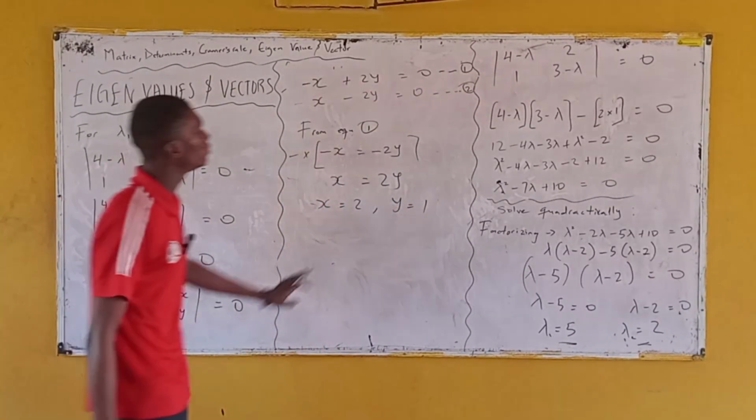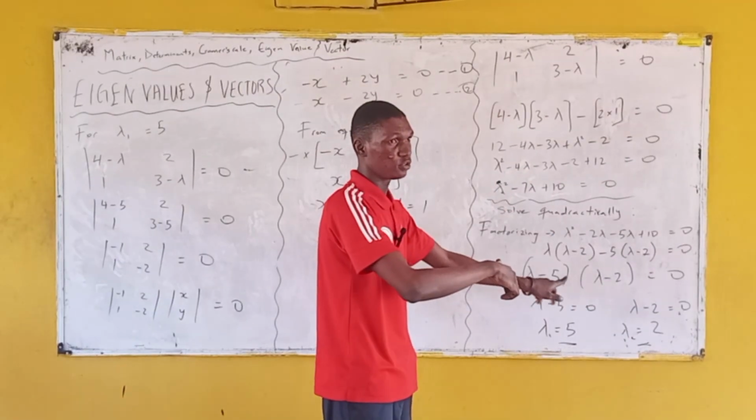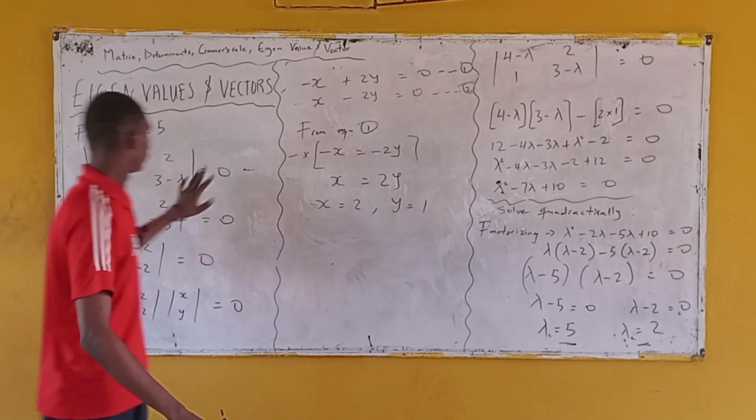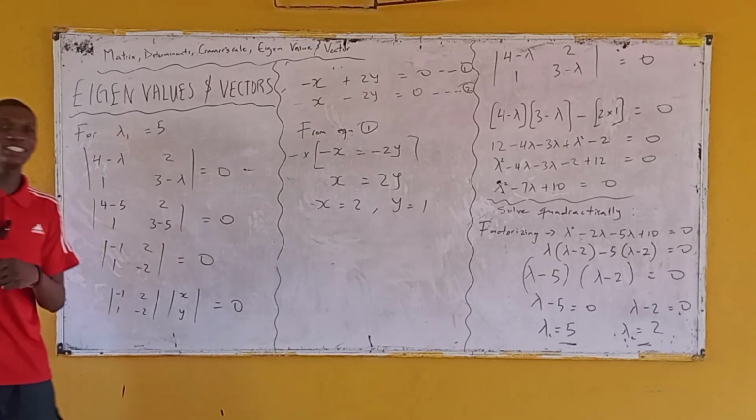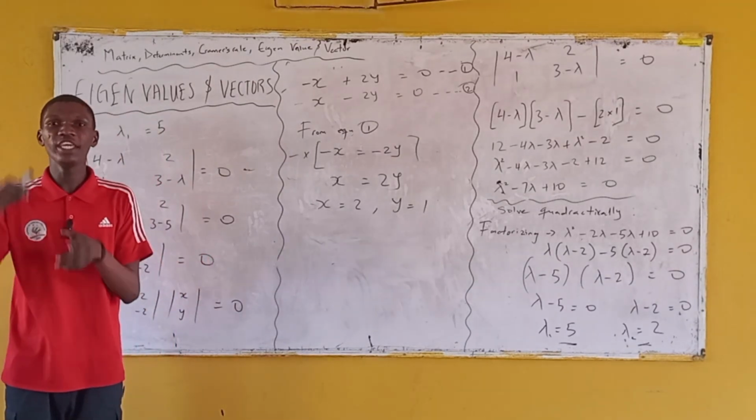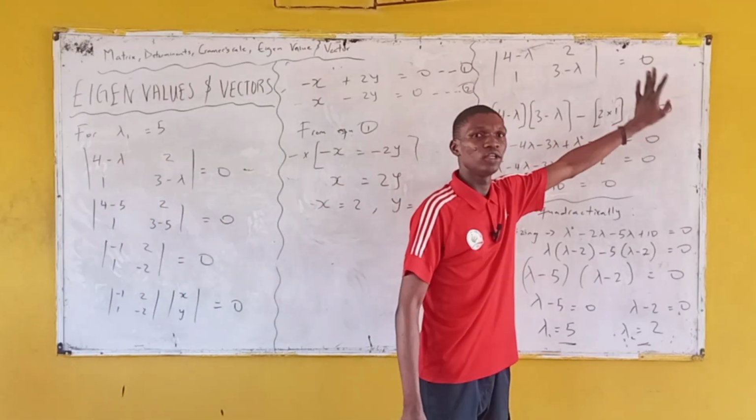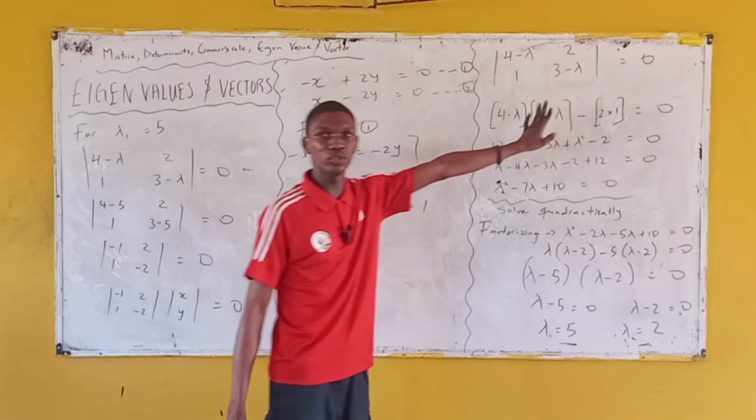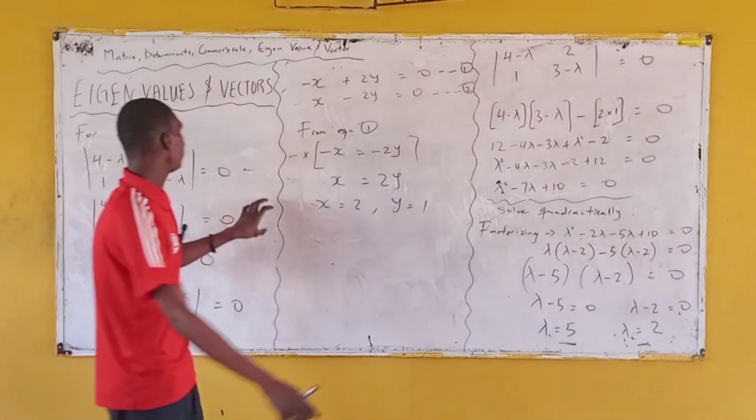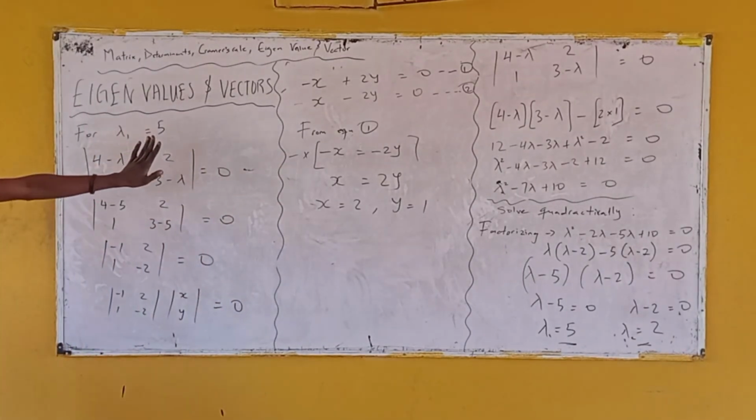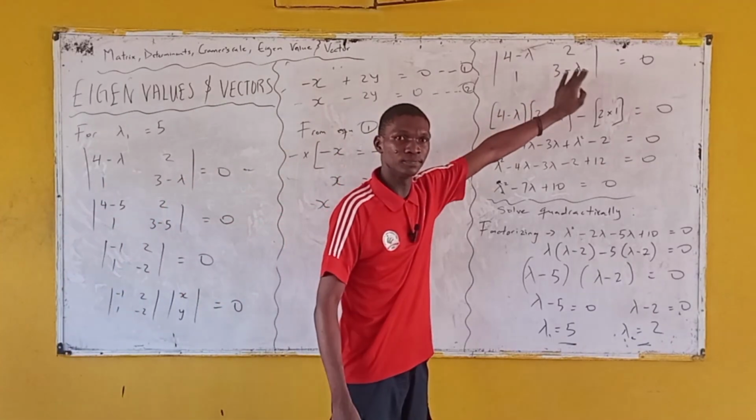Listen, from here, so I start from here. From here we have our lambda 1, which is our eigenvalue 1. Input your eigenvalue 1 into this equation. If we have our eigenvalue 1 to be 5, now input that eigenvalue 1 into this place.